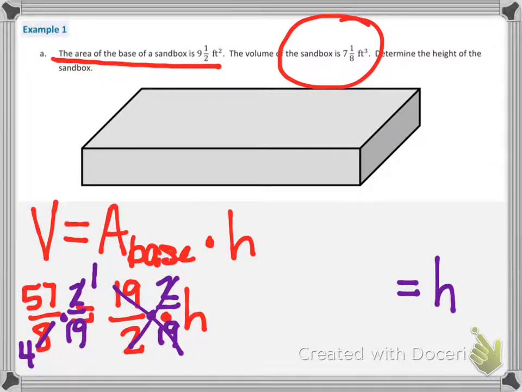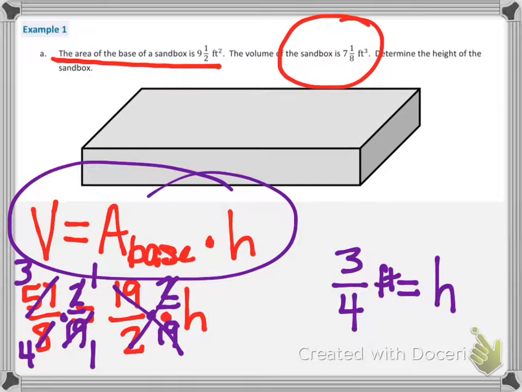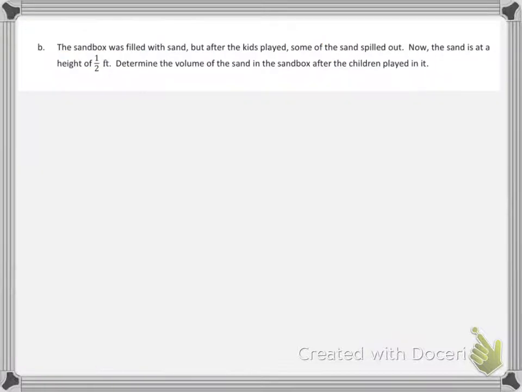I don't think 19 and 57... well, maybe 3 times, right? Let's check that. I think that 57 divided by 19 is going to be 3. Let's see. Yeah, 3. So 19 goes into 19 once, and 19 goes into 57 3 times. So I get the simplified answer, which is 3/4, and that's in feet. So the height is 3/4 of a foot. So again, we're just using the equation for volume, substituting what we know, and then using algebra to solve for what we don't know. All right, let's move on.